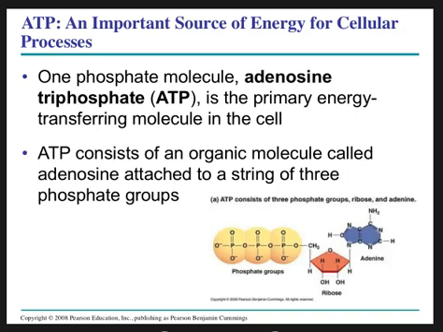I need to move on to ATP. ATP is adenosine triphosphate. Yes, that is a term you should know how to spell and spell appropriately. It's also one you should be able to say. ATP is the primary energy source for cells. It is the currency, the energy money of cells, and it consists of an organic molecule called adenosine.